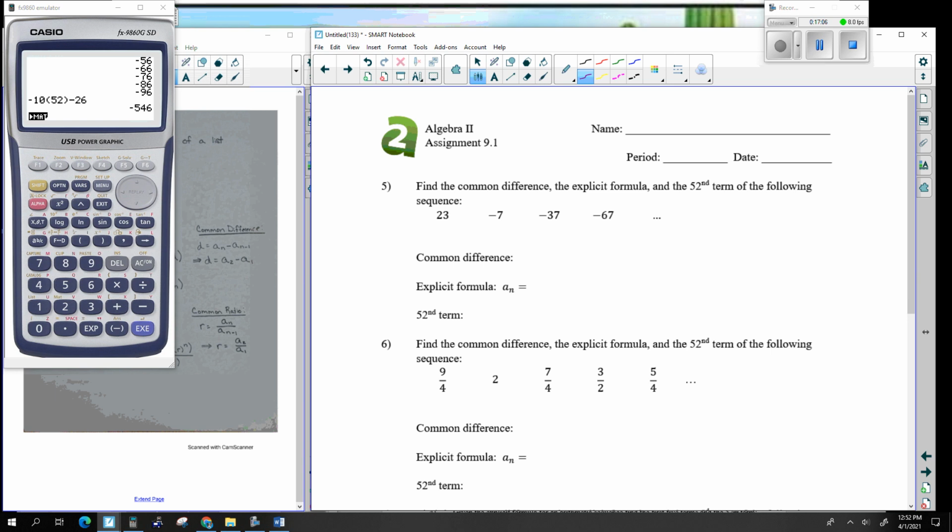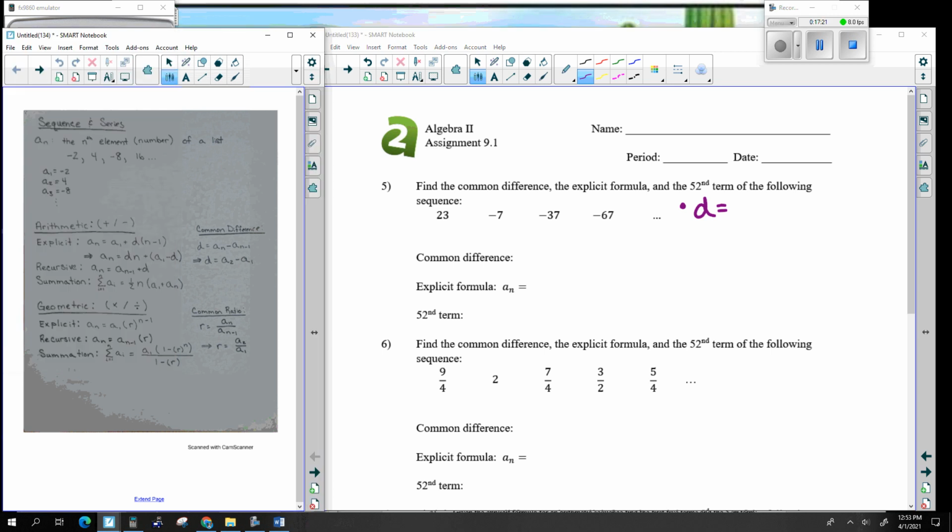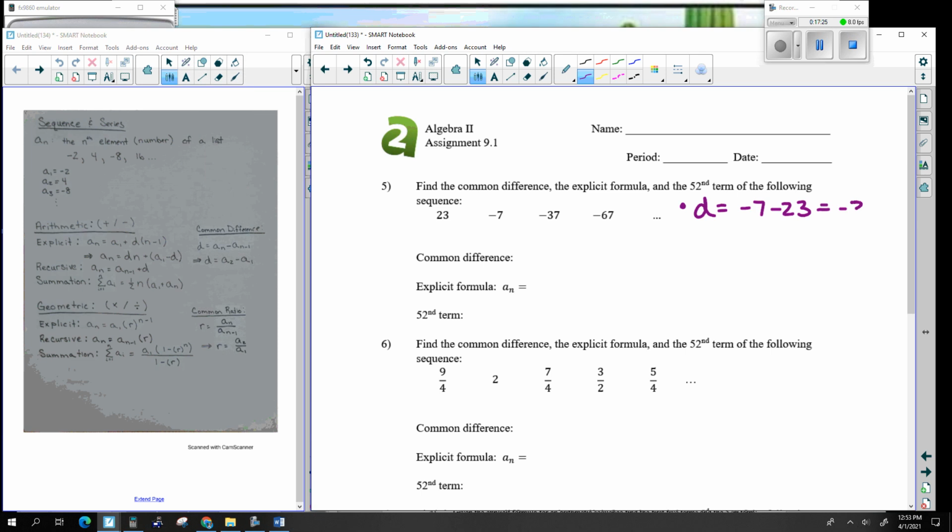Okay, here we're asked 3 different questions. What's the common difference? What's the explicit formula? And what's the 52nd number? All right, so the common difference, that's an important term. And so what I do is I take the second number minus the first number. Okay, that's the common difference.